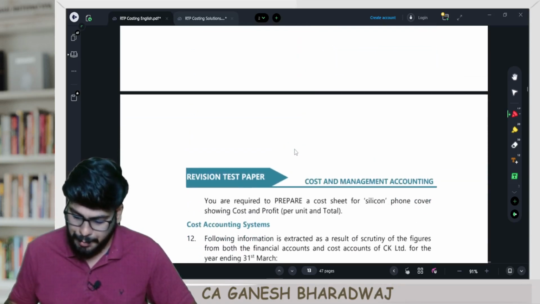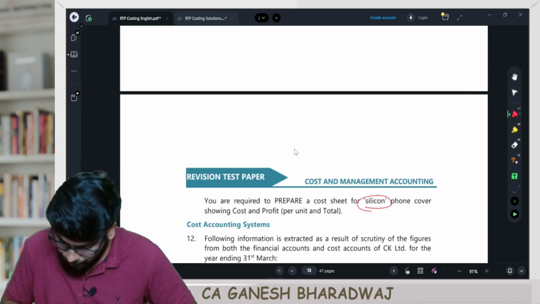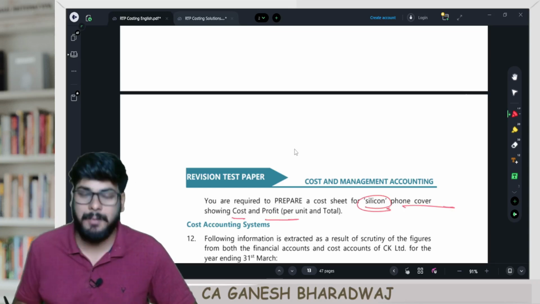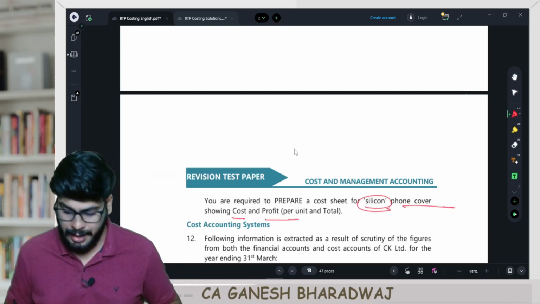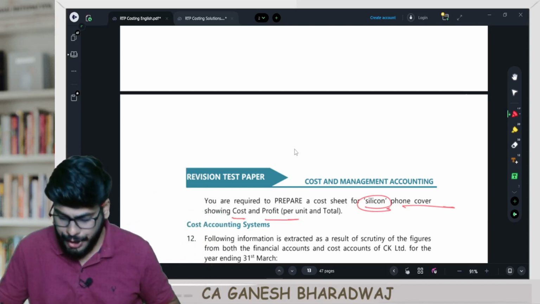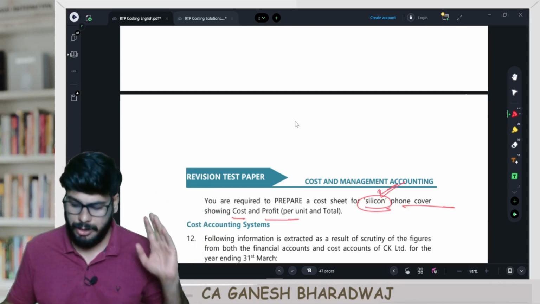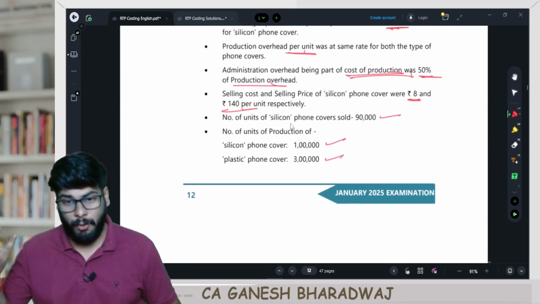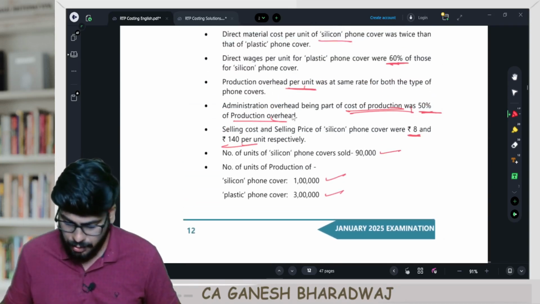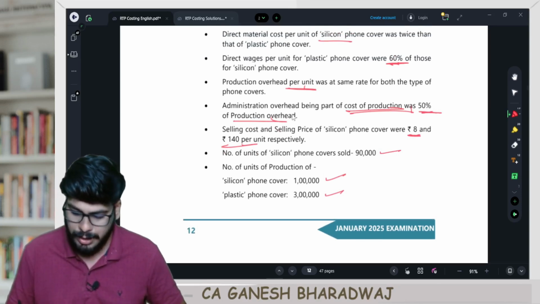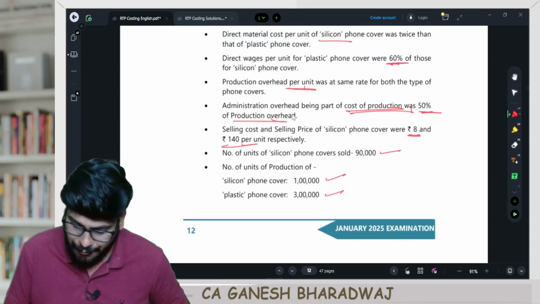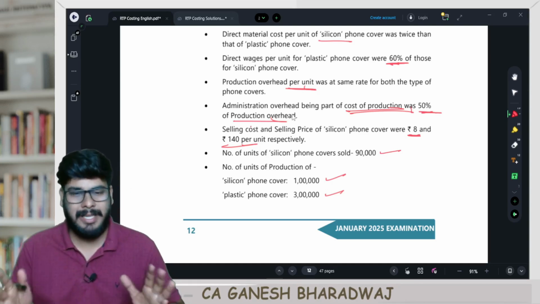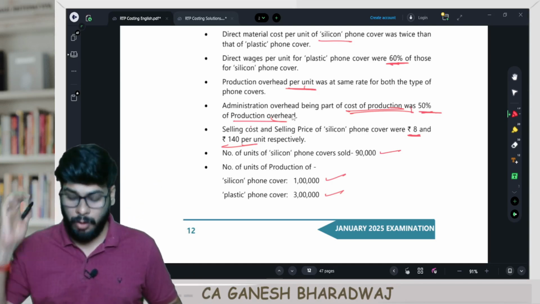You are required to prepare a cost sheet for silicon phone cover showing the cost and profit per unit and total. Now, what are they asking? They are asking you to prepare the cost sheet only for silicon phone covers, right? Plastic phone cover, can we prepare? The answer is no, you cannot prepare, because for plastic phone cover, they have not given how much is the total units sold, and they have not given the selling cost and all. So basically in this question, they have asked you to prepare the cost sheet only for silicon cover.